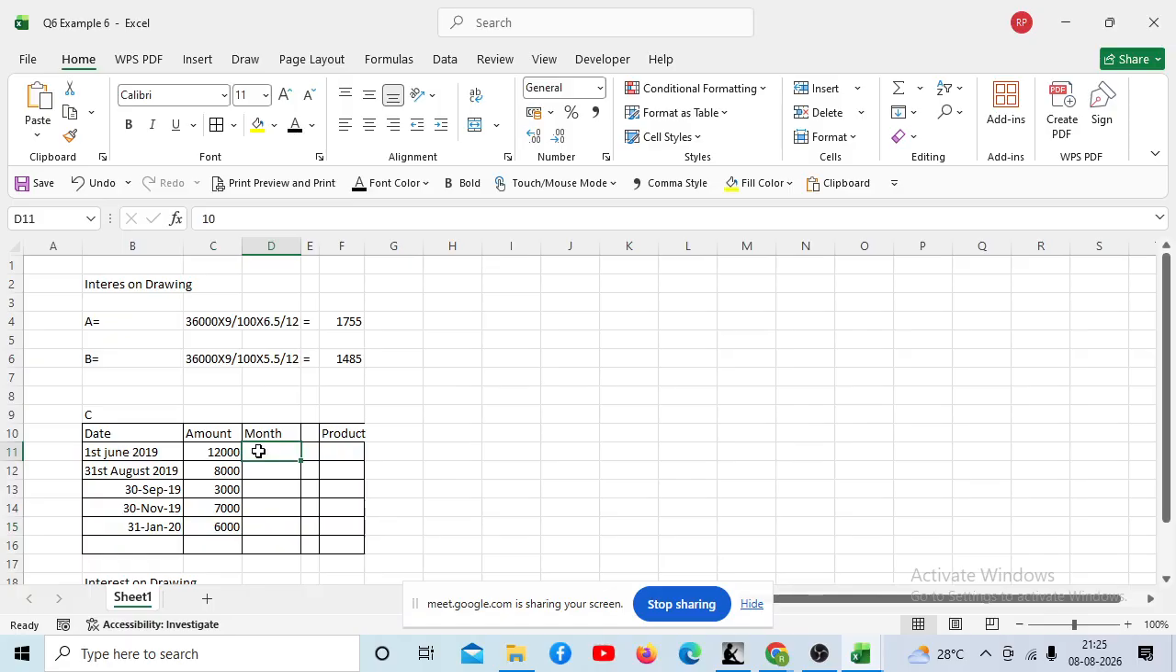The year ending is 31st March. So since it is 1st June, we will be counting the month of June also. If we count from June to March, it will be June, July, August, September, October, November, December, January, February, March. It comes to 10 months. So here in the first case, the months will be 10, because we are counting from 1st June to 31st March.